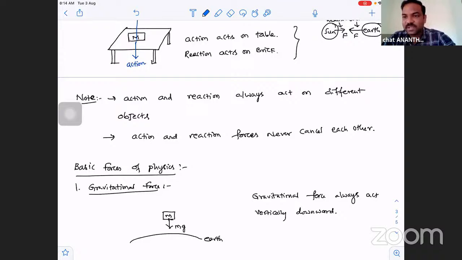For action reaction, we require two objects, two things. Just like hero and villain. Without a villain, a hero won't be a hero, and without a hero, a villain won't be a villain. Something like that. Action is hero, reaction is villain. That's why action and reaction are always present together, but they don't act on a single object, because one is applying the action, the other one will apply the reaction.